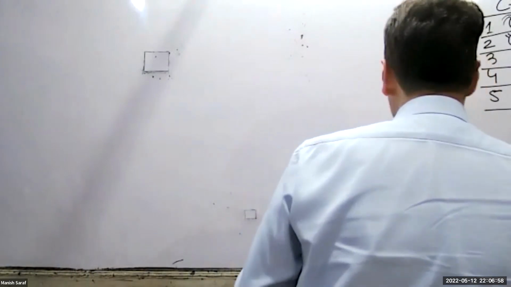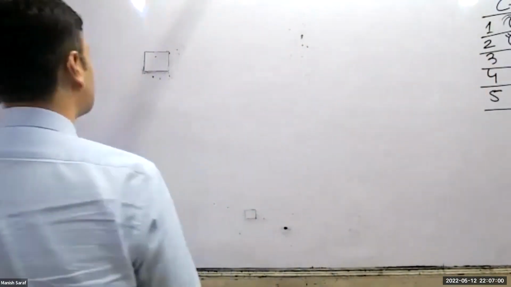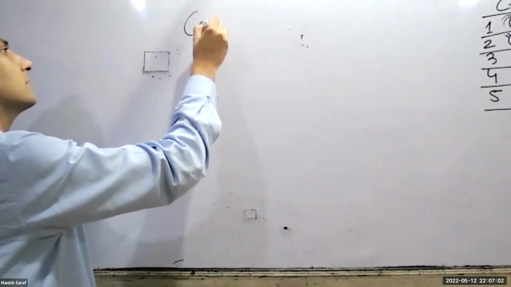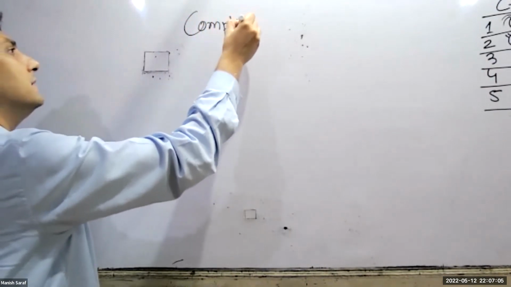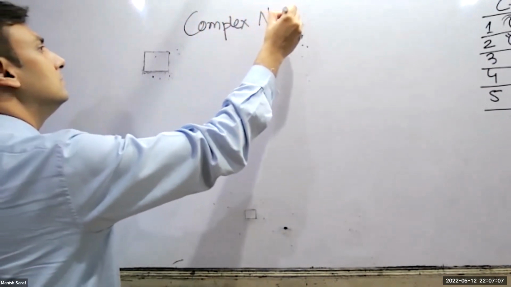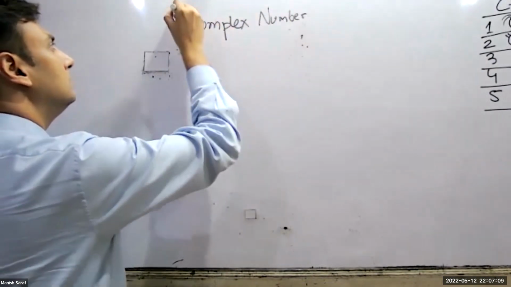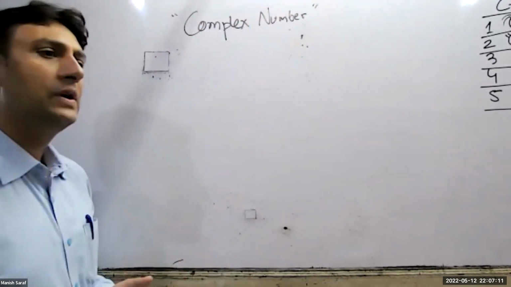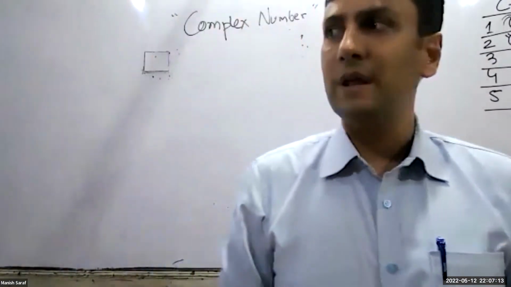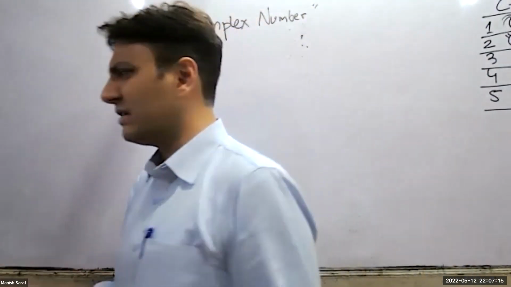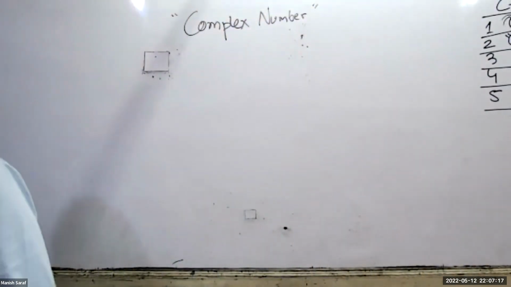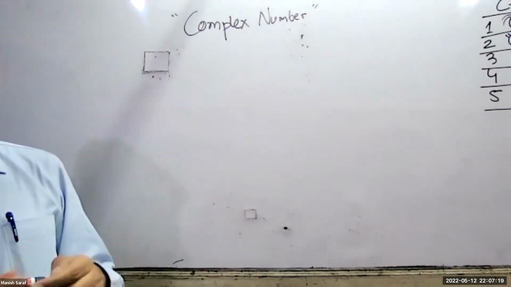So what do you mean by complex number? What number is complex number? Any idea? So we know of something called as numbers, we know natural numbers, whole numbers, rational, irrational, real numbers, but there is something called as complex numbers.